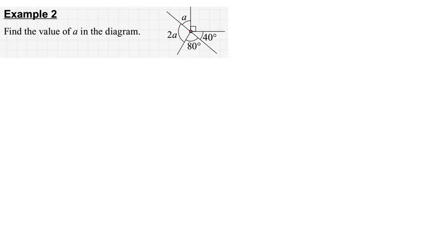So the first thing you need to notice is that this is a point and there are angles basically making a circle around it. The first is A, so if I put A down. The second one is 2A, so always start with the letters first. The third one is 80 degrees, and the fourth one is 40 degrees. And don't forget this 90 degrees that is there. Okay, it's very easy to forget that. Now, when you add all this together, they make 360, because angles around a point will always make 360.